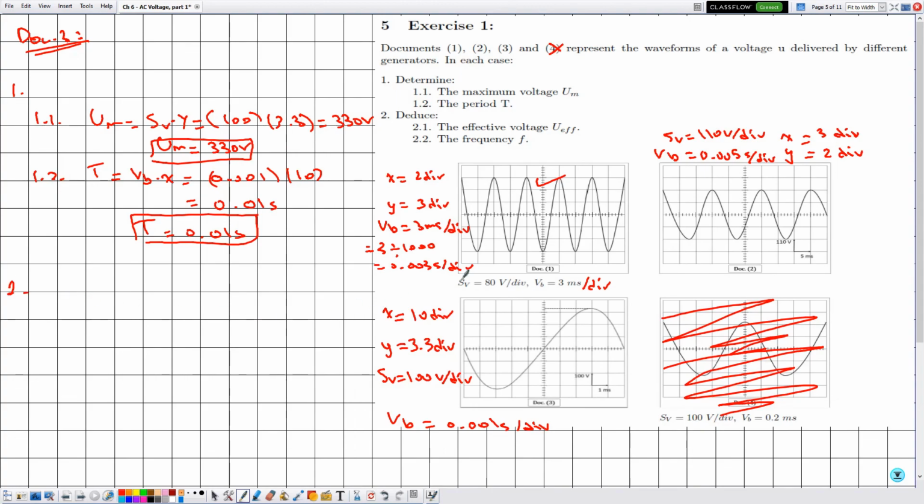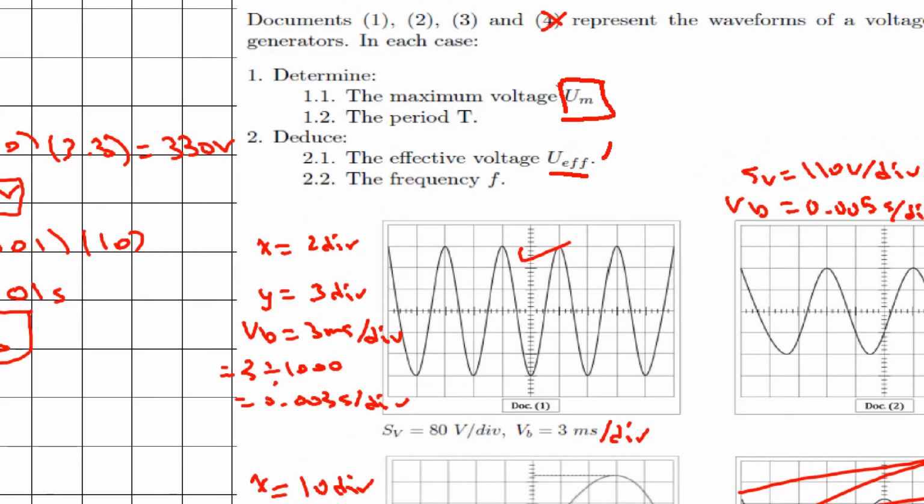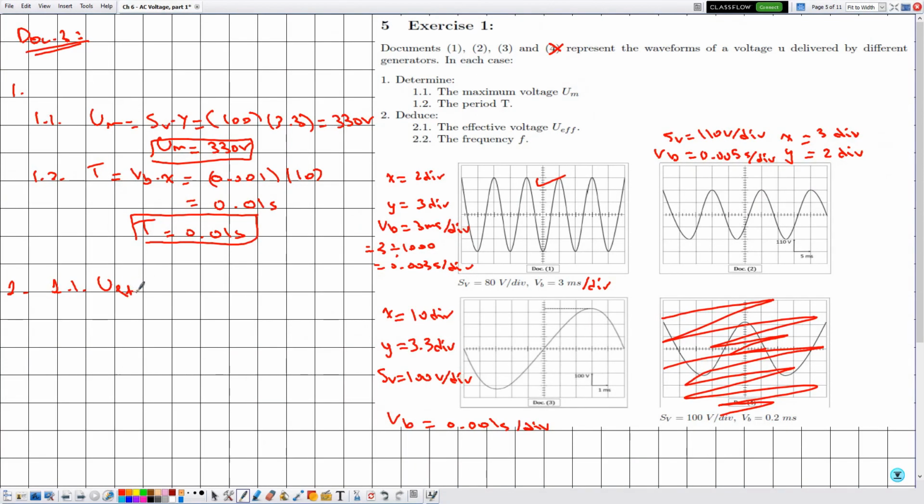Now in number 2, they are telling me to deduce, and by deduce it means that we need this previous part. We have determined UM, so U effective can be deduced from UM because U effective is equal to UM divided by square root of 2. The value of UM is given by 330. So plugging this fraction on the calculator, then it's given by 233.35 volts. Then the effective voltage is given by 233.35 volts.